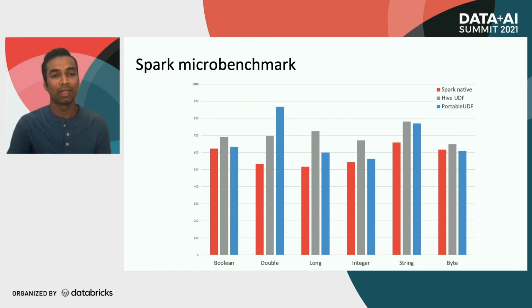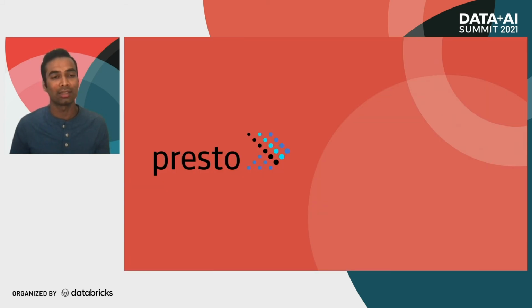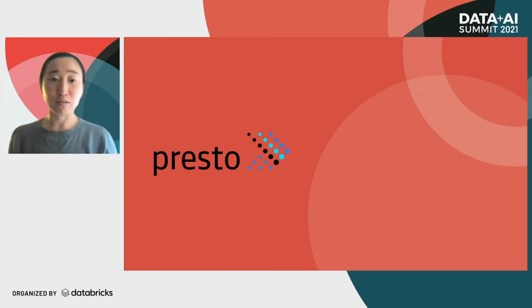So let's move to the next section and understand how Presto executes portable UDF functions. So I'll hand it over to Rongrong. Thanks, Tedros, for introducing how we implement this in Spark. Now let's move on to see how we do it in Presto.